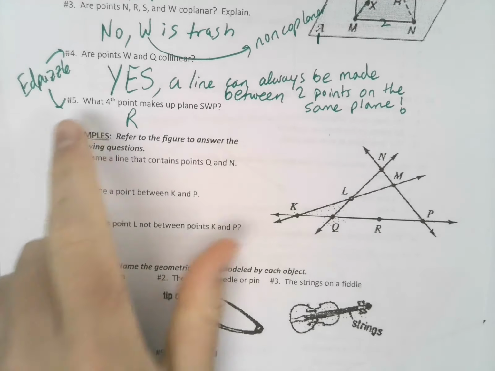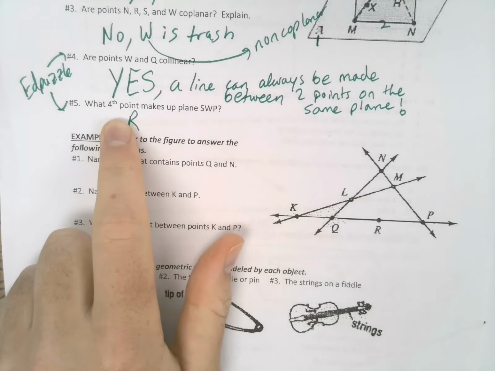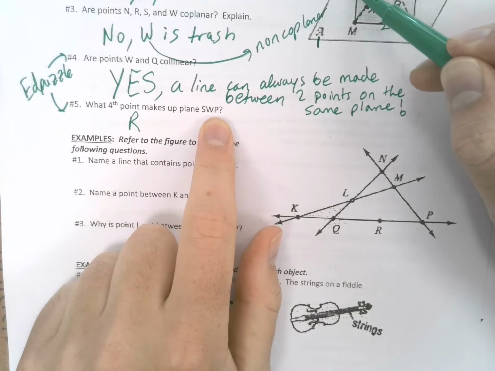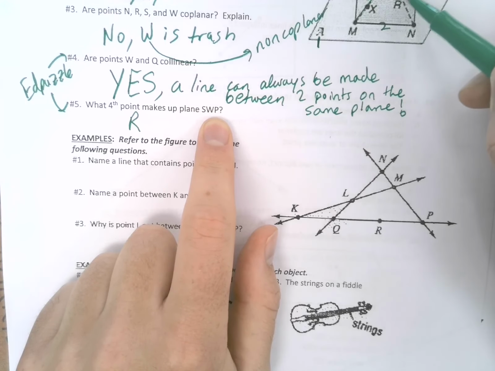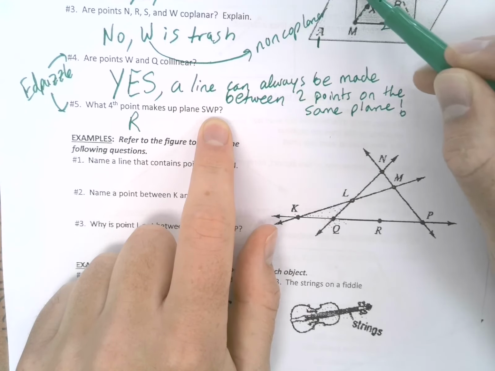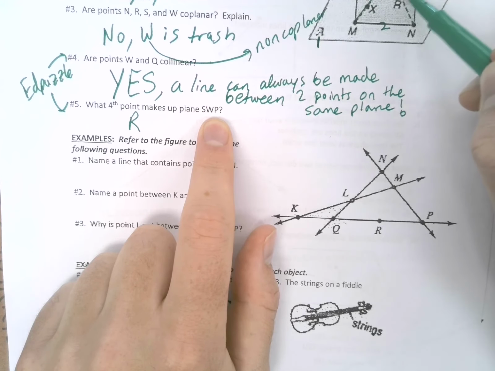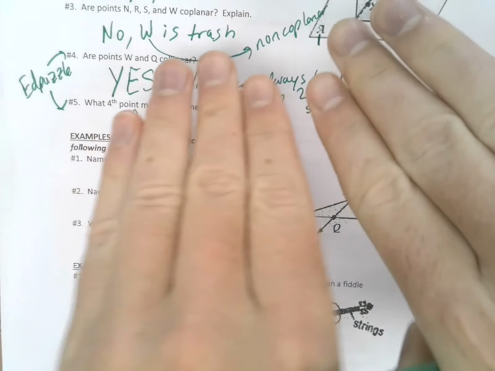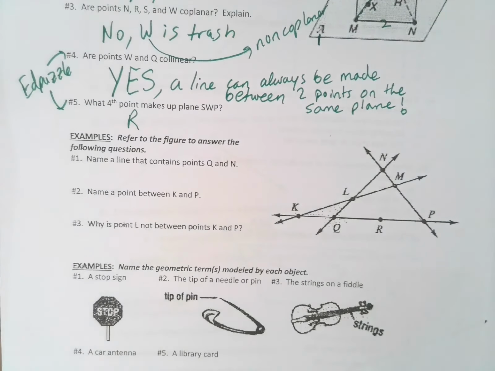Now, number 5, one you probably feel a little bit better about. What fourth point makes up plane SWP? Well, SWP, okay, so it's looking like this is going to be a diagonal plane. SWP, going to be R. We got a diagonal kind of like that. Not that you can tell on this camera. But yep, R would be the magic point there.